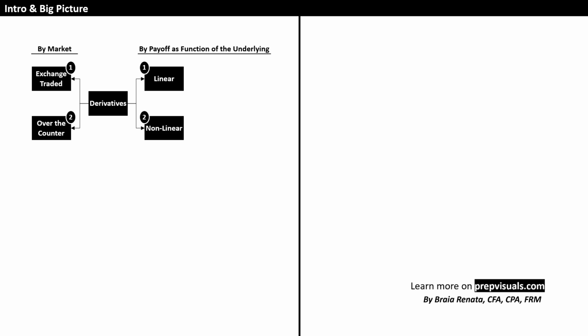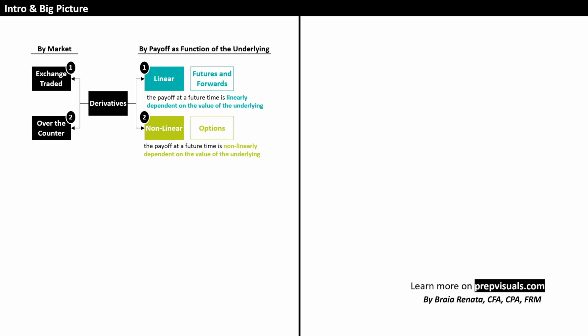The most representative linear derivatives are futures and forwards. And what this means is that the payoff at a future time is linearly dependent on the value of the underlying. Now, the most representative nonlinear derivatives are, of course, options. And what this means is that the payoff at a future time is non-linearly dependent on the value of the underlying.